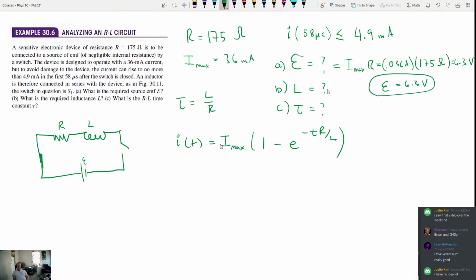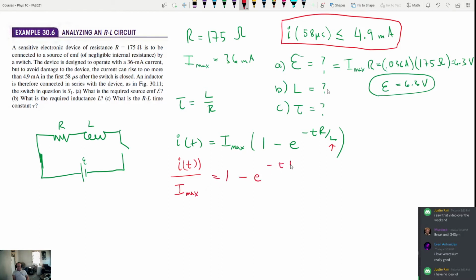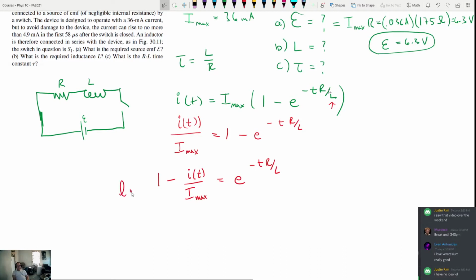All right. Next, part B says to find L, the inductance L. I think that means we have to solve this to find L, because we know this right here is true. So let's isolate L out of our equation. We have I of t divided by I max equal to 1 minus e to the negative tR over L. We rearrange that like this. Here, I basically just switched places: this one went to the left side, this one went to the right side. We have to take the natural log of both sides, so natural log of this whole thing.